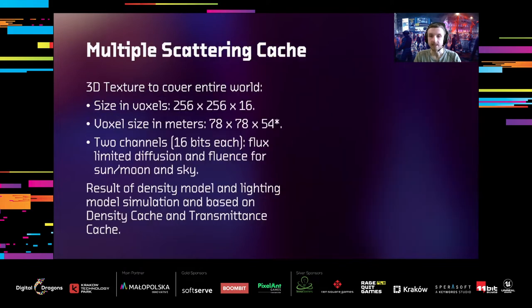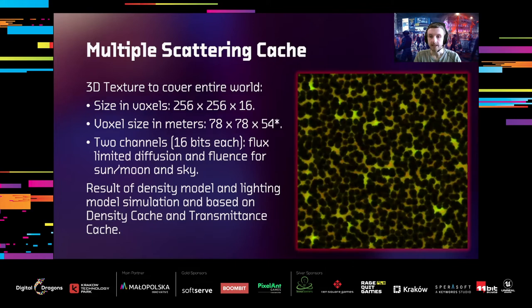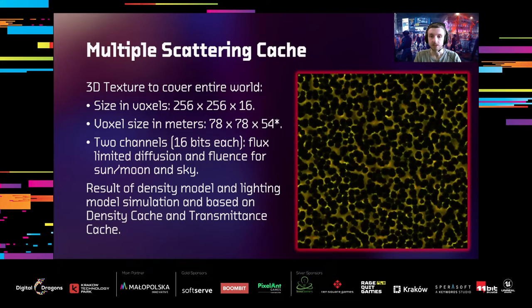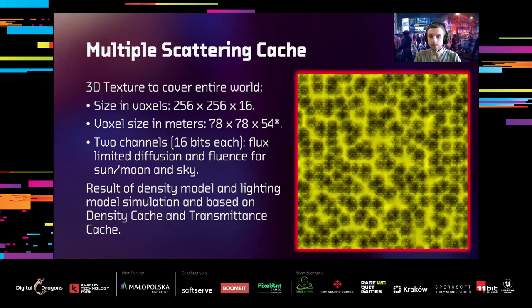The final cache in the architecture is the multiple scattering cache. This cache has the same size and voxels as the other caches, but effectively it consists of 2 textures, where one is used as an intermediate buffer for the flux diffusion algorithm. The cache stores flux-limited diffusion and fluence for sun, moon, and sky. Stored values are used by the main trace path directly. Again, here you can see how the multiple scattering cache can look like at different height levels.